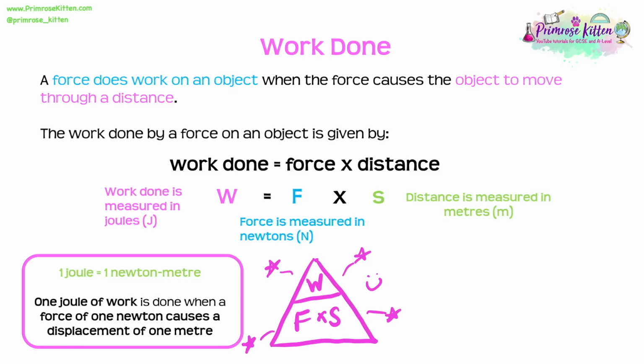Now, we need to know that 1 joule is equal to 1 newton metre. And this is because 1 joule of work is done when a force of 1 newton causes a displacement of 1 metre. It's also really important that we know that work done against friction will result in a temperature increase. And this is why if you rub your hands together, they start to get warm, because you've done work against friction.